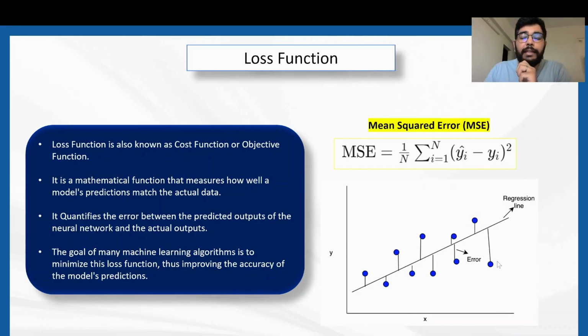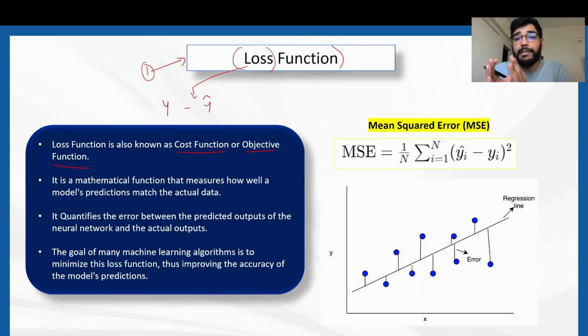Let's start by defining the first characteristic of gradient descent, that is loss function. Loss function is also known as the cost function or the objective function. The goal of training any machine learning model or deep neural network model is to minimize this particular loss function. What is essentially meant by loss? Loss means the difference between the actual value and the predicted value. What's the difference between these two?